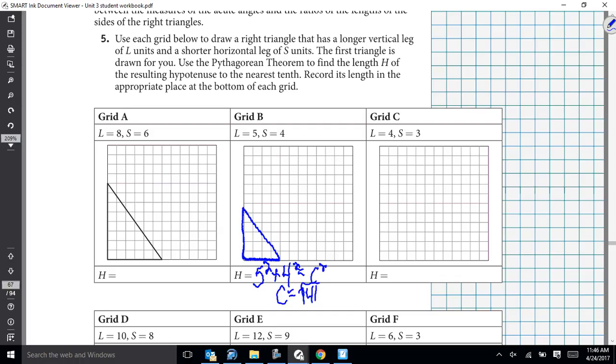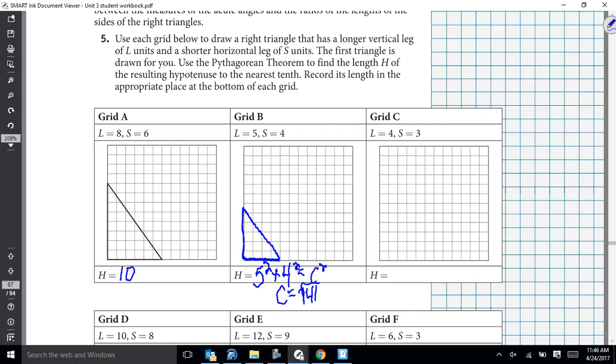Oh, we need this one. What's that? They've already drawn that for us. So we have 8 squared plus 6 squared, so 64 plus 36. That's 100. So the square root of 100 is 10.